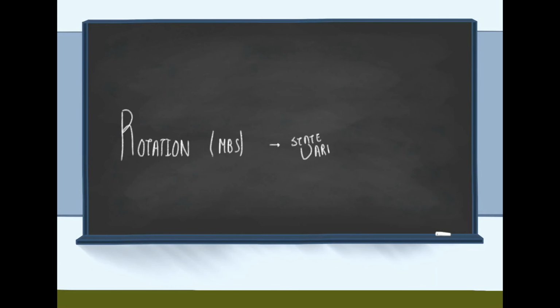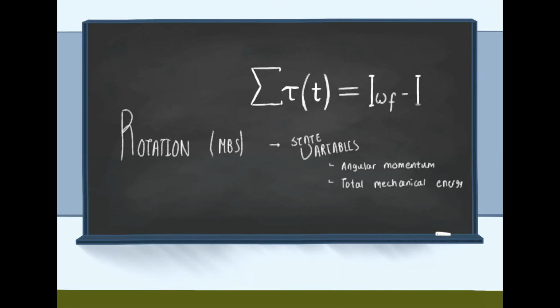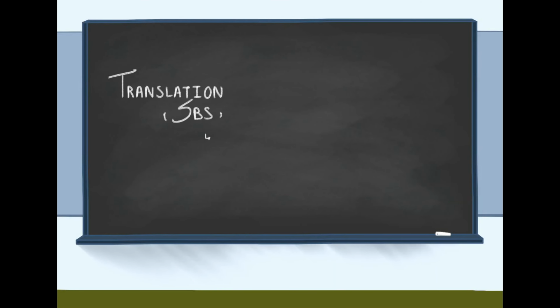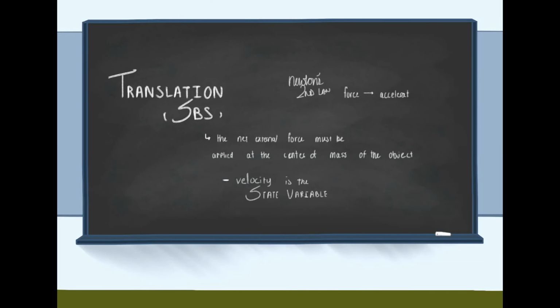Rotations for multi-body systems are slightly different from rotations for single-body systems. For a multi-body system, the state variables are angular momentum and total mechanical energy. Rotations change the values of the state variables due to work being done on the system and the impulse created by the torque. For a system to undergo translation, the net external force must be applied at the center of mass of the object. When translating a single-body system, velocity is the state variable that can be changed when a force is applied. Based off of Newton's second law, F equals ma, a force applied will cause some form of acceleration, which will in turn change the velocity of the system.